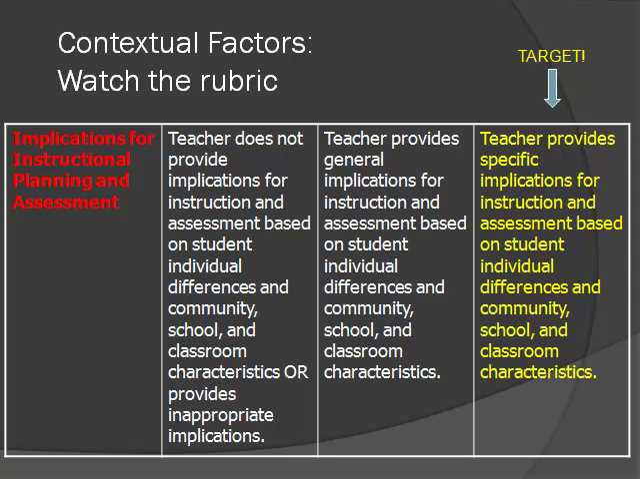So if the question is, how deeply do I need to go into this, or how much specificity are you looking for? This one says the teacher provides specific implications for instruction and assessment based on student individual differences and community, school, and classroom characteristics. So essentially, if you find the factors that surround the classroom and you are analytical about how those are going to affect your classroom, your instruction, you will have done your job.